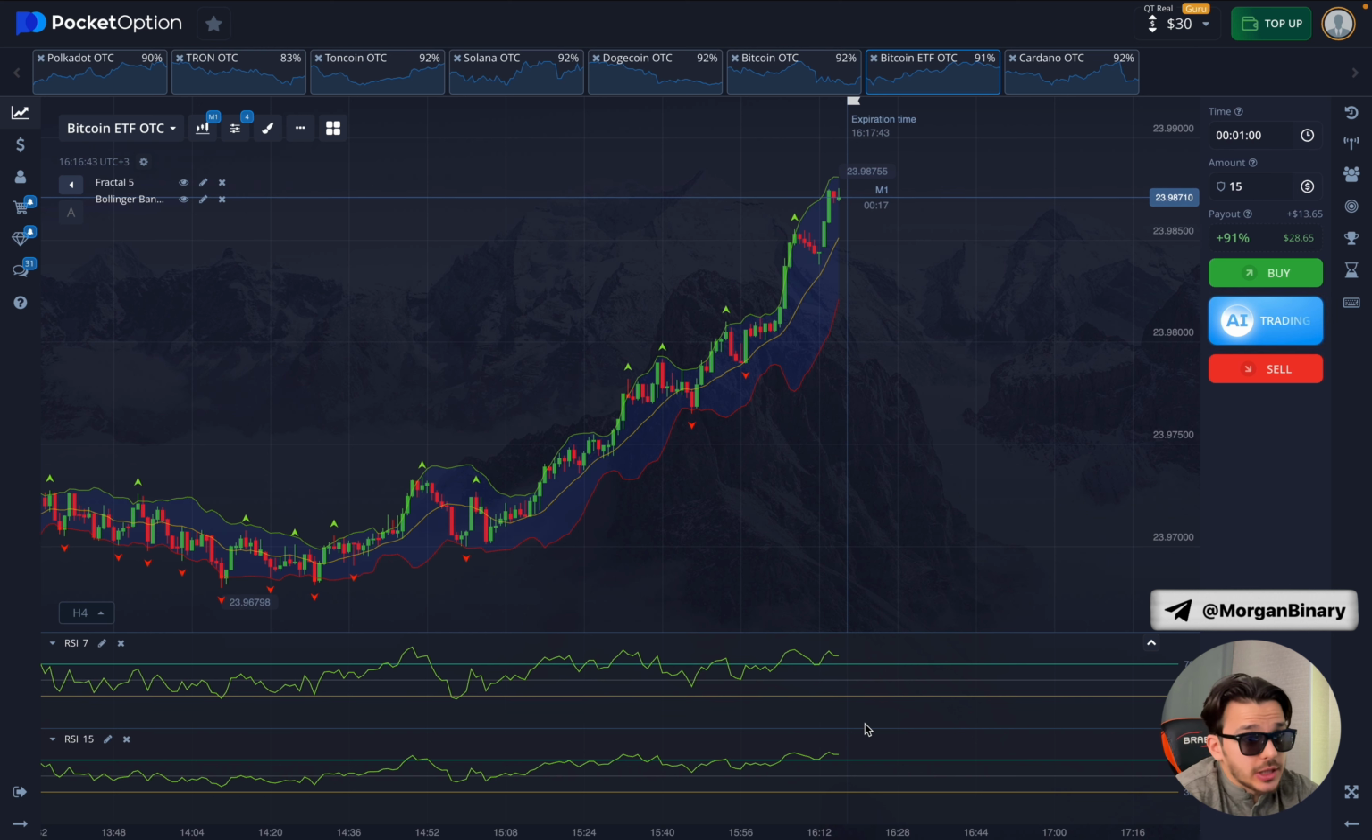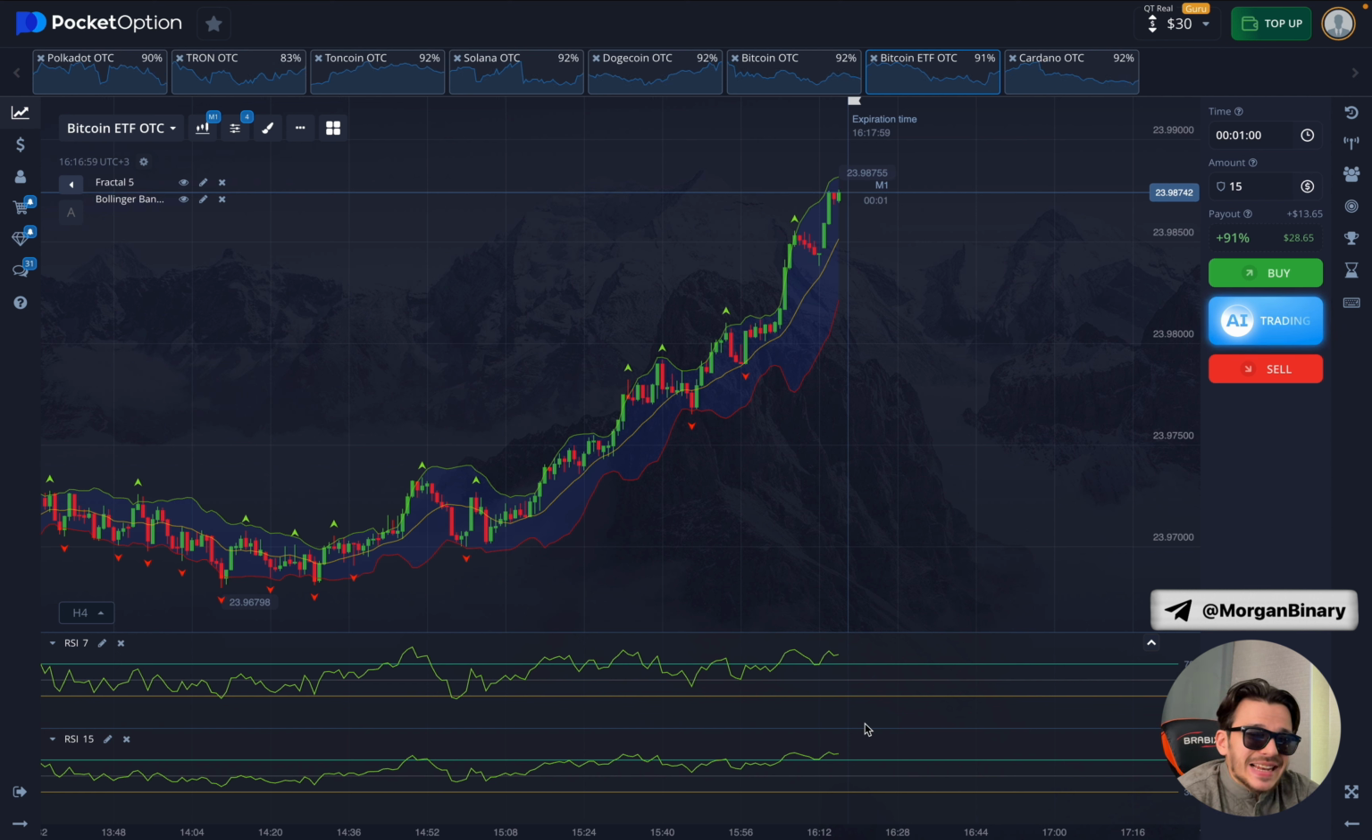Today I'm trading on cryptocurrencies and all the assets with the most optimal movement pattern and payout percentage you can see in front of your eyes. Today I trade on the 1 minute time frame and I will open my first trade for $15.